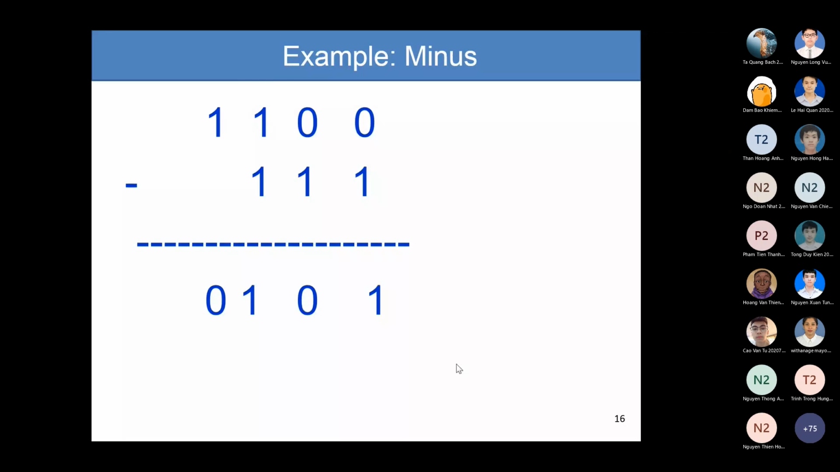Okay, so last week we studied how to do some operations in the binary system, like how to add and how to subtract, right?